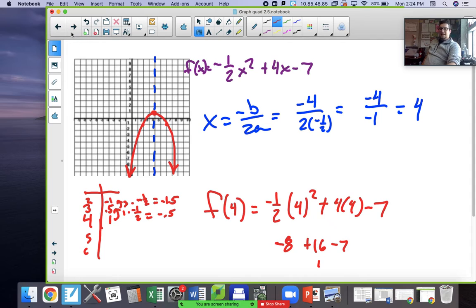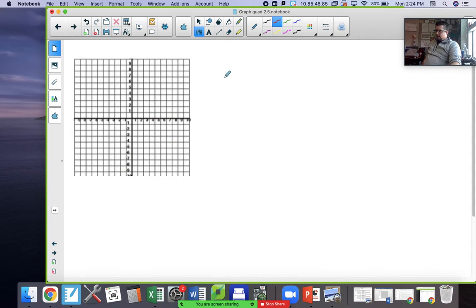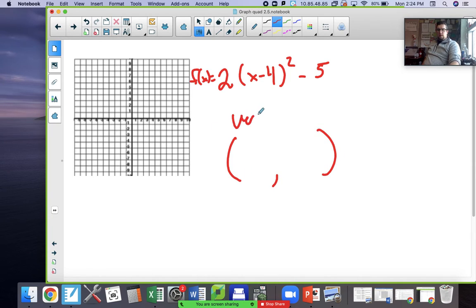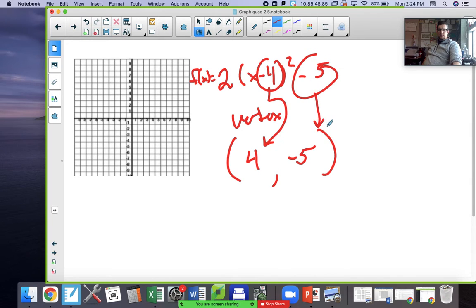Vertex form, a lot easier. So if we have vertex form, f of x equals 2 times x minus 4 quantity squared minus 5. All we have to do is find our vertex, which is always a coordinate point, opposite this number. We keep this same number, 4, negative 5. And then we get to move on into the cheater's method right away.